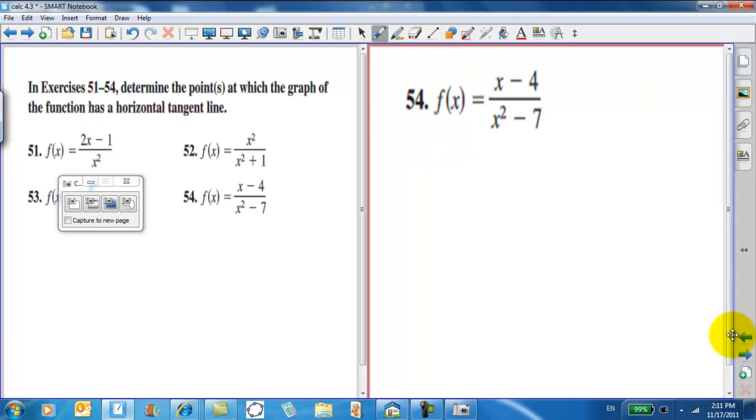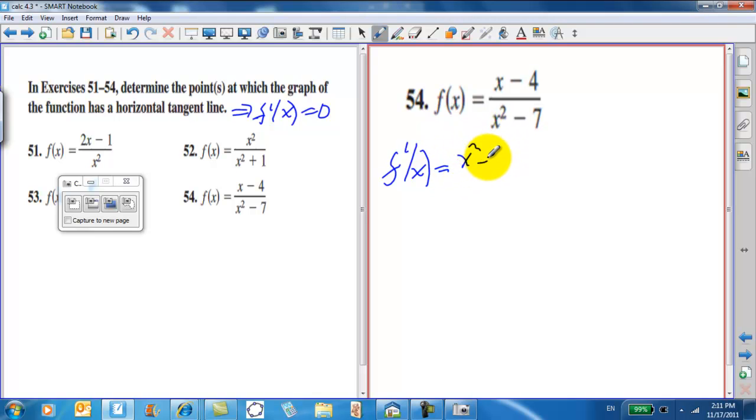So now let's take a look here. To determine the points at which the graph of the function has a horizontal tangent line. Well, horizontal tangent line means the derivative is equal to 0, because the derivative is telling me the slope of the tangent line. So a horizontal tangent line has to have 0 slope. So we start by taking the derivative here.